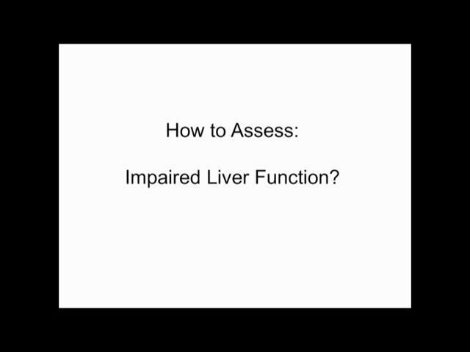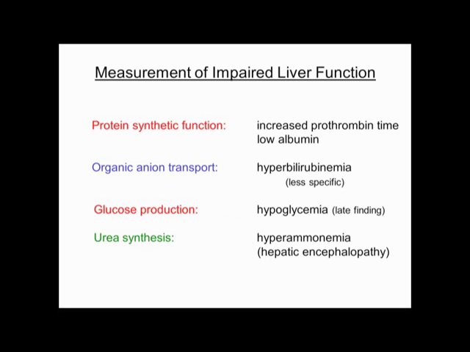How to assess impaired liver function? Protein synthetic function is the easiest and usually the most reliable. Increased prothrombin time, low albumin. Assessing organic anion transport is a little tougher because, of course, if you have a cholestatic liver disease, you may have a high bilirubin, but the hepatocytes may be perfectly fine. So this is a less specific, less reliable marker. Hypoglycemia from glucose production tells you the liver is completely trashed. That's very late in the course, so it's not something that helps you out for most of the duration of this liver disease.